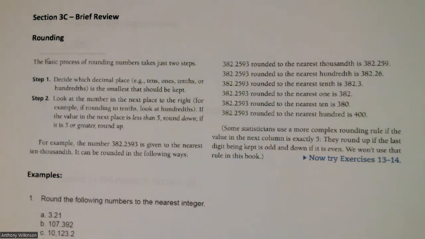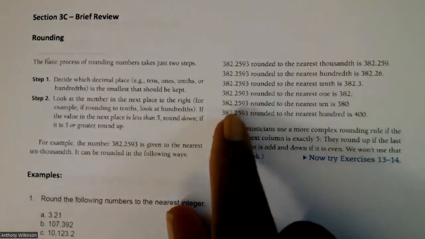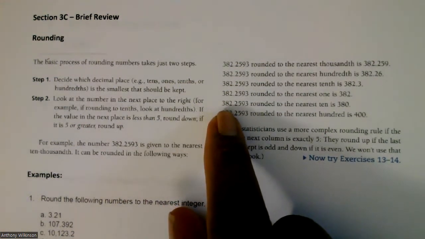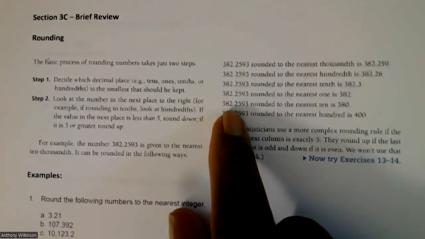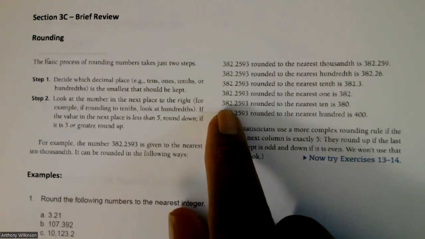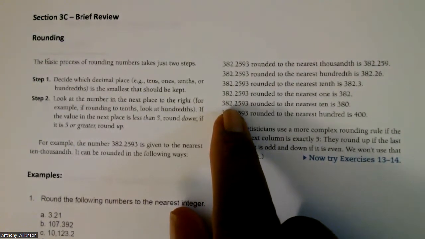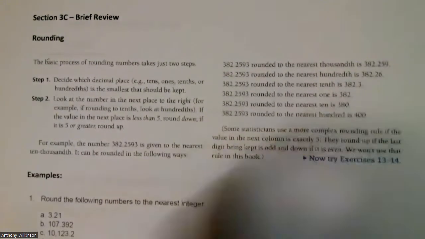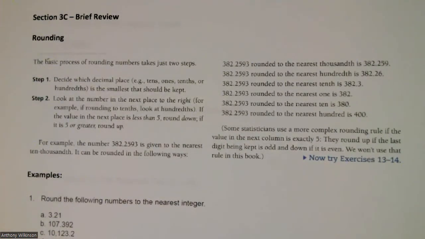And then to the nearest 10, we look at the digit in the tens place. That's this 8. To the right of that is 2. Here the 2 is less than 5. So this 8 remains the same, but this 2 will change over to a 0. So to the nearest 10, that would be 380.